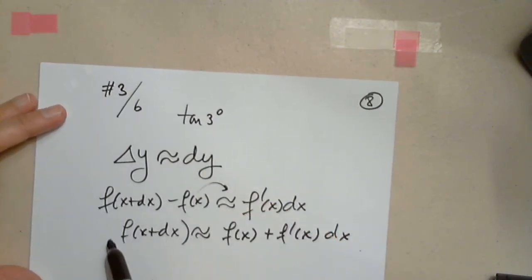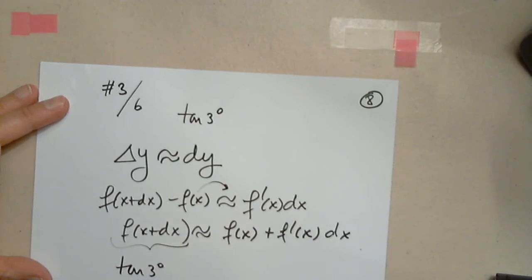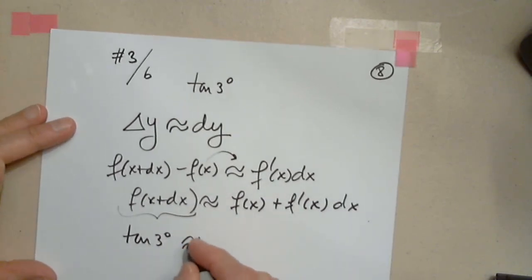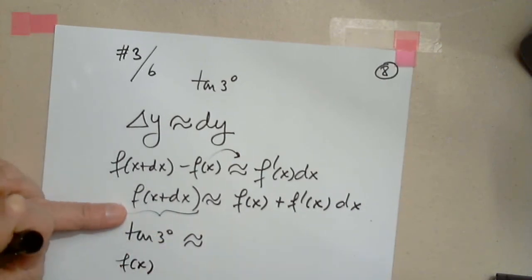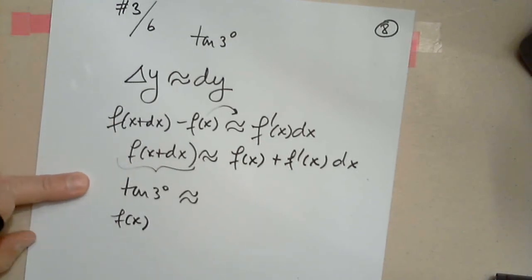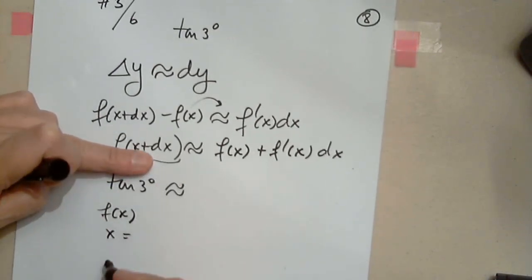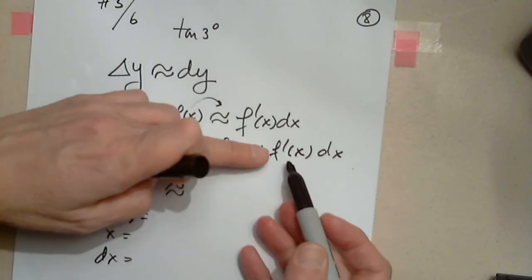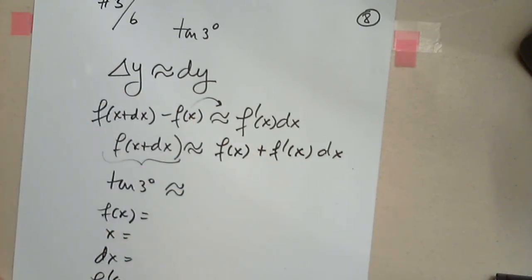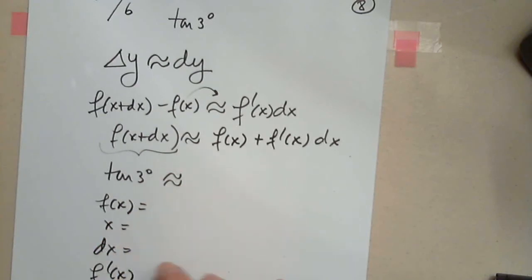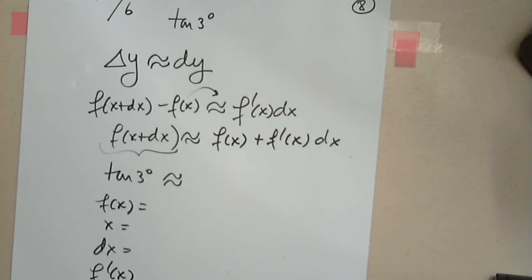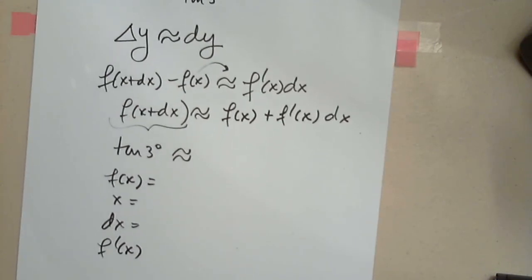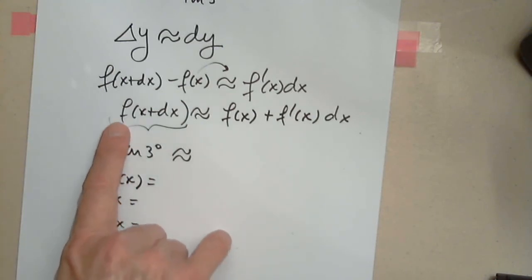So this is my tangent 3 degrees. So this is what I have to approximate. So I have to identify the function. I have to identify x. I have to identify dx. And of course, I need f prime. Once I identify all these and I have all these pieces, I just have to put them in here. So, can anyone give us the function that we have in this problem?